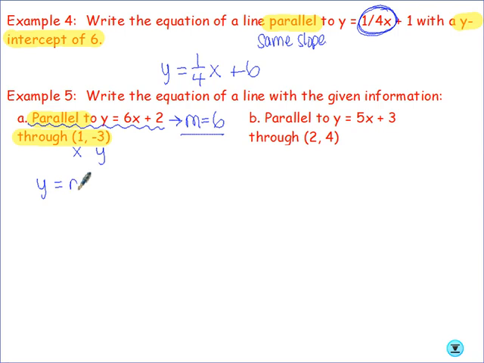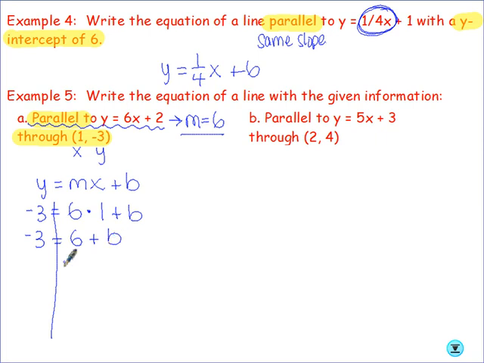y equals mx plus b. So y is -3, m is +6, x is +1, plus b. We're ready to multiply. 6 times 1 is 6, plus b. We need the 6 to go to the other side, so the opposite is subtracting 6. -3, take away 6 is -9.